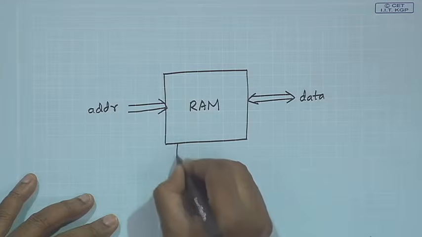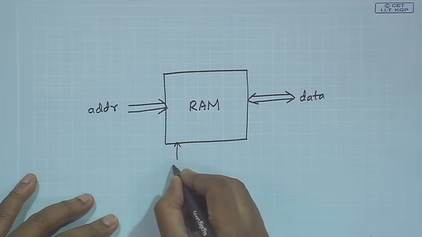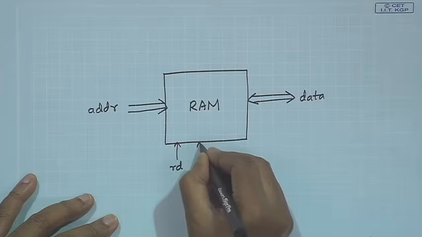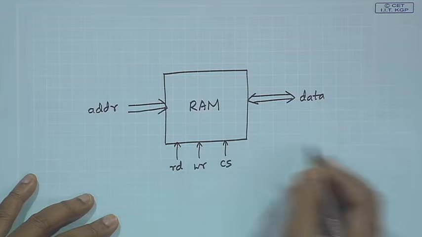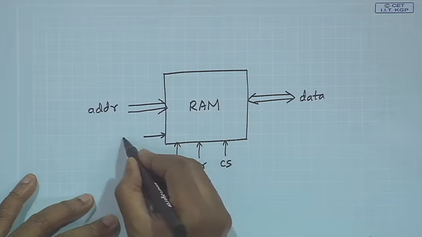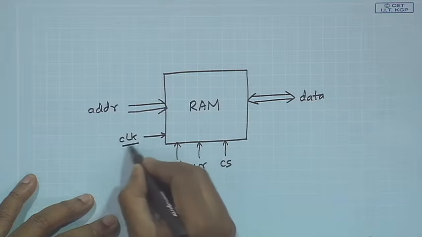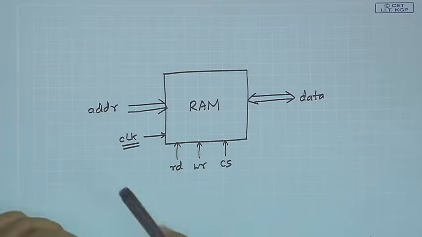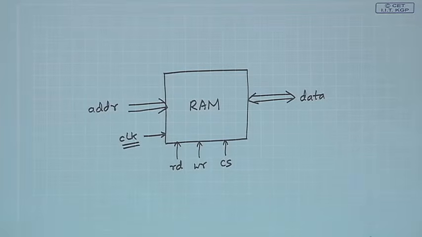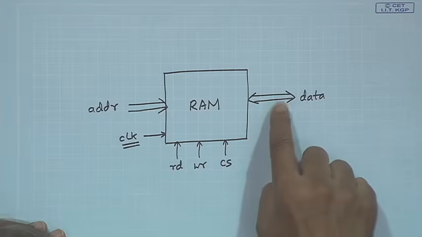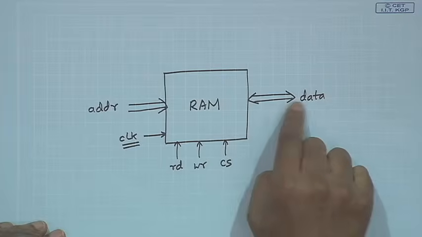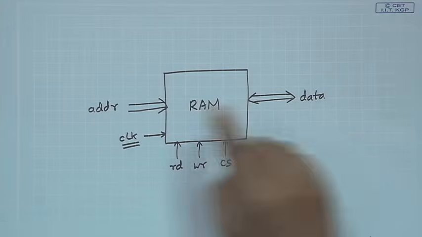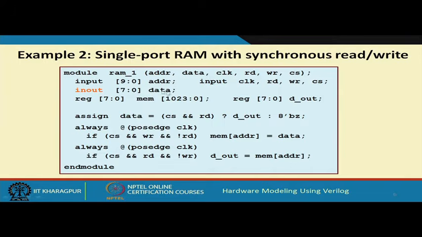In addition there are some control signals: a read signal, a write signal, a chip select signal, and of course a clock signal, because it is synchronous, there has to be a clock also. Reading and writing have to be in synchronism with the clock. Here the data bus is bidirectional. It can be read and also written. That is why in the declaration this data has been declared as inout.